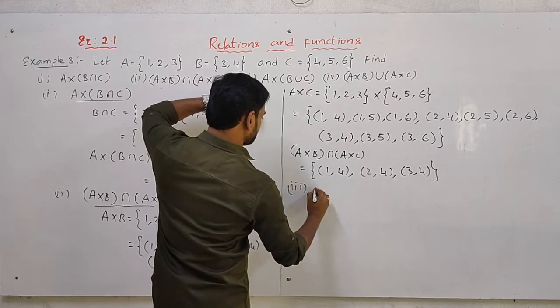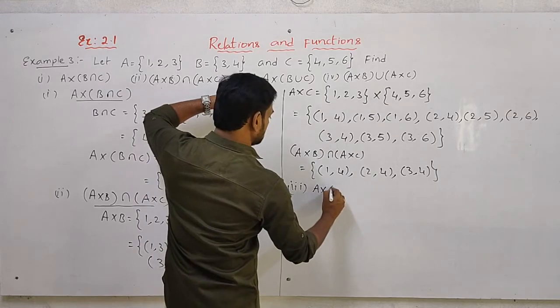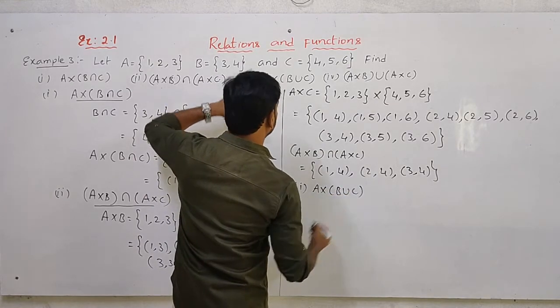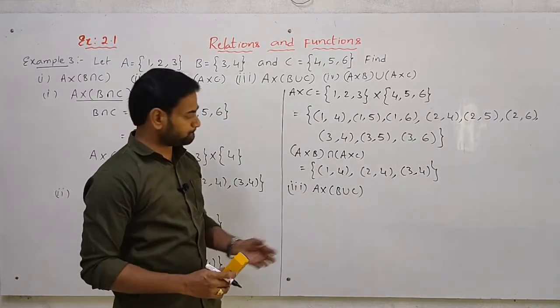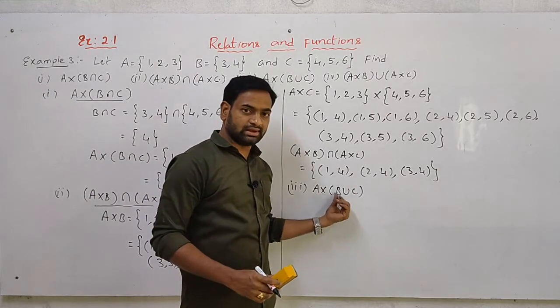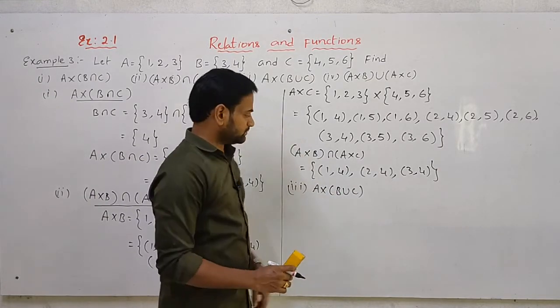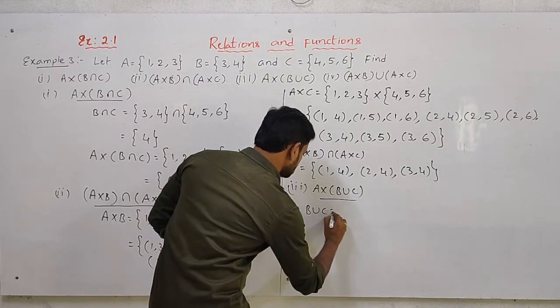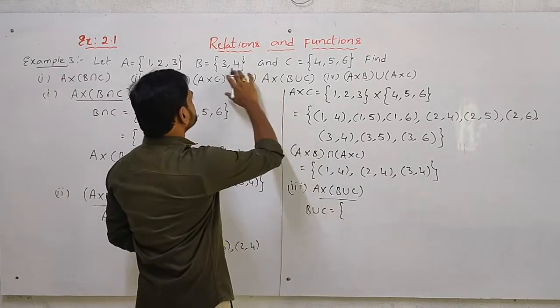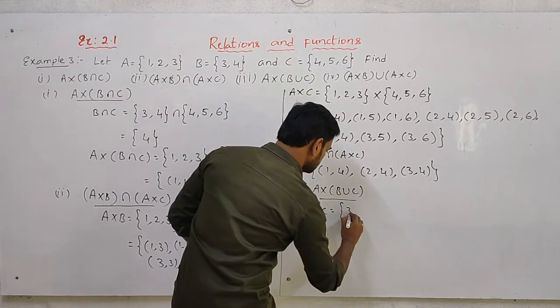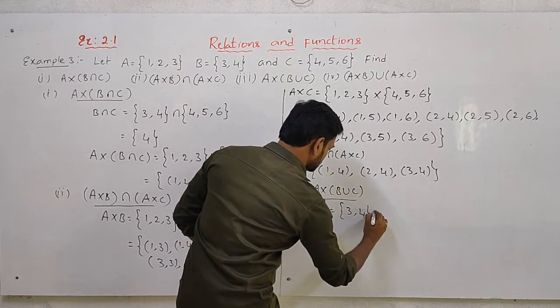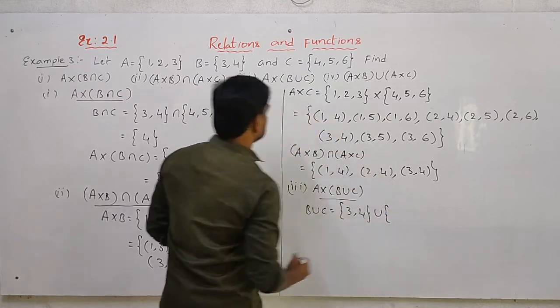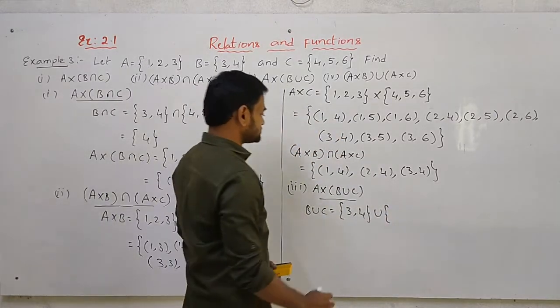Third is A cross of B union C. So first I have to find B union C, later cross with A. So B union C. What is the B set? It is {3, 4}. Union C is {4, 5, 6}.